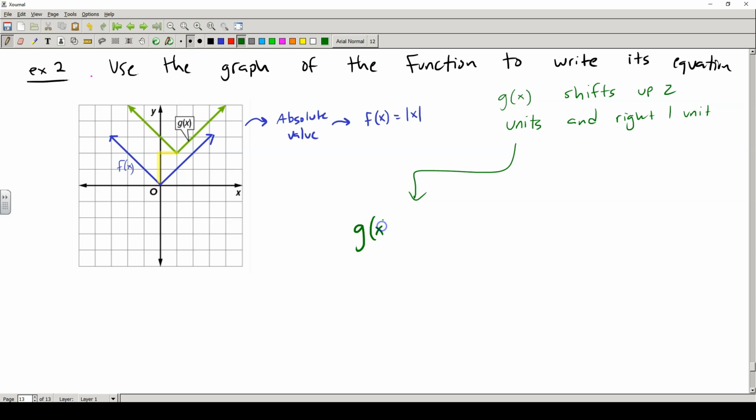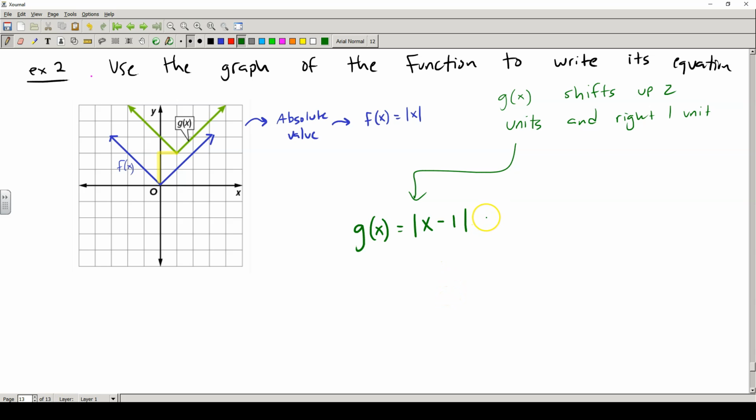Well, now we have to think about these things. I have x here, and if I want to shift the graph to the right 1 unit, what do I have to put inside of this absolute value? If I want to shift it to the right, I'm going to have to subtract, and I want to go 1 unit. So this is going to be x minus 1, because I'm going to the right.